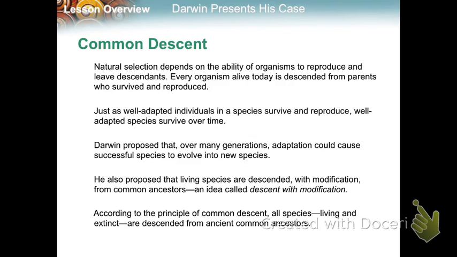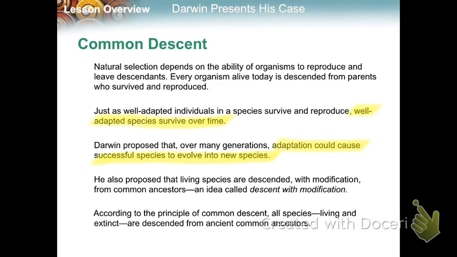So natural selection depends on the abilities of organisms to reproduce and leave descendants. Every organism alive today has parents who survived and reproduced. So what we see is that well-adapted species will survive over time. Over time also, adaptation could cause successful species to evolve into new species.